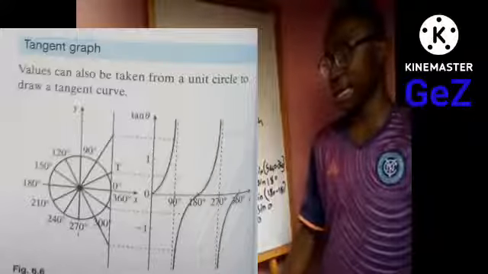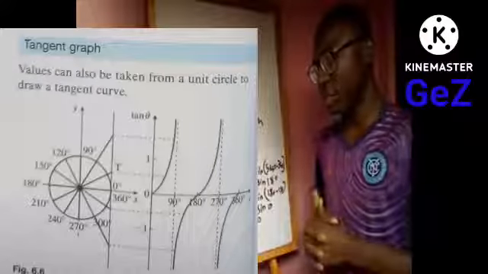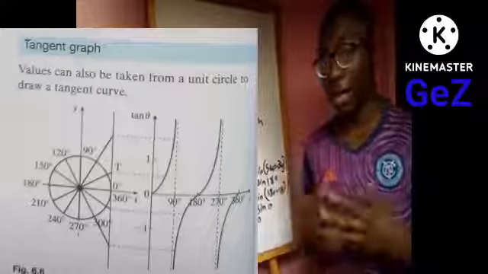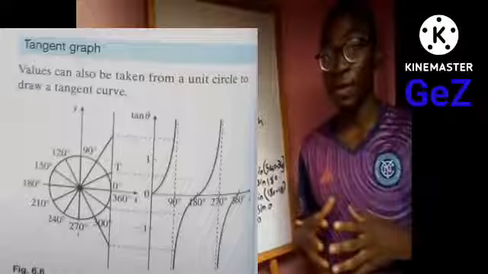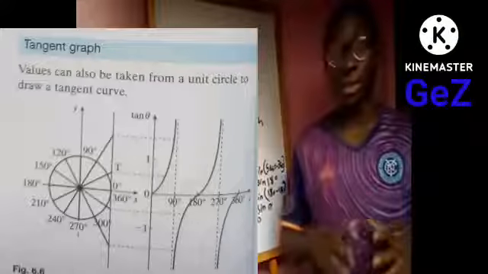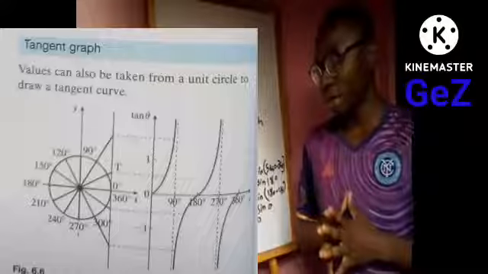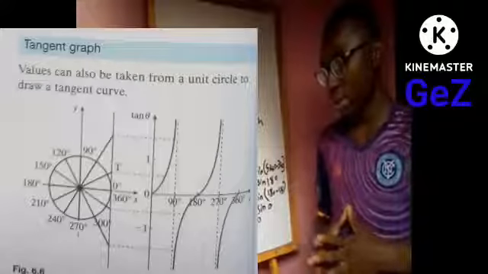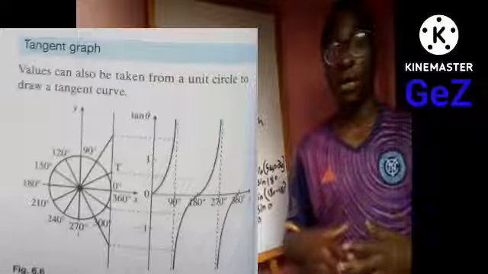You can see that it has 3 distinct sections, and you can only calculate the value of the tangent of an angle for the sections where the curve exists. In those spaces, those discontinuities, the curve does not exist. So the tangent graph is one of the graphs that denote when the curve is not defined.